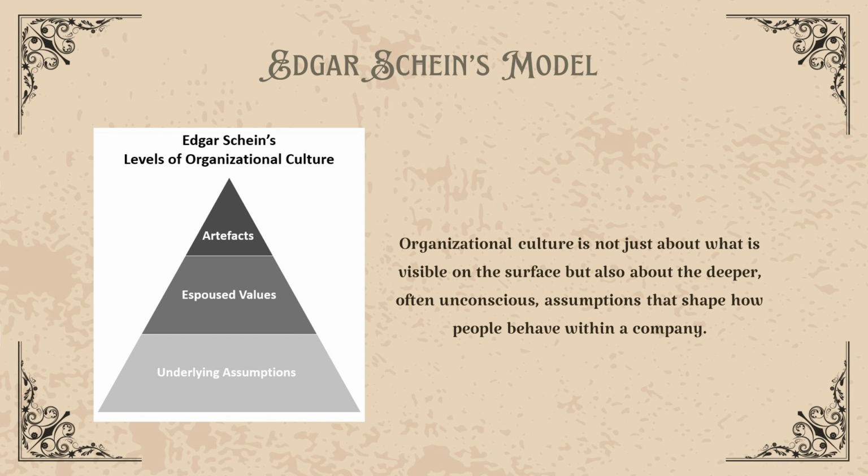He argued that organizational culture is not just about what is visible on the surface, but also about the deeper, often unconscious, assumptions that shape how people behave within a company. Schein's model divides organizational culture into three distinct levels: artifacts, espoused values, and underlying assumptions. These levels represent different depths of cultural influence, from the easily observable to the deeply ingrained beliefs that drive behavior.